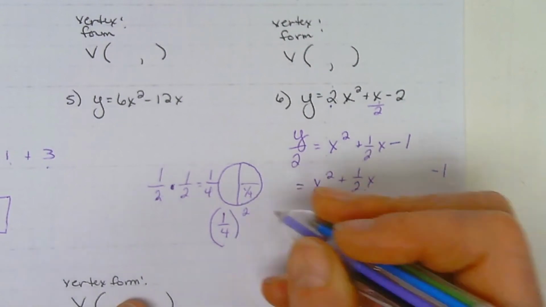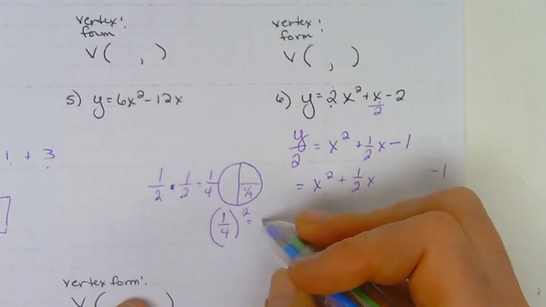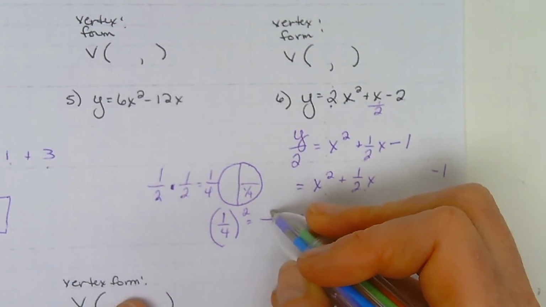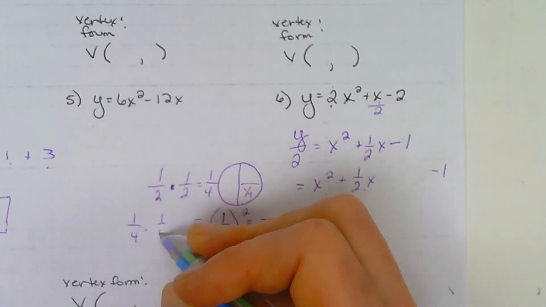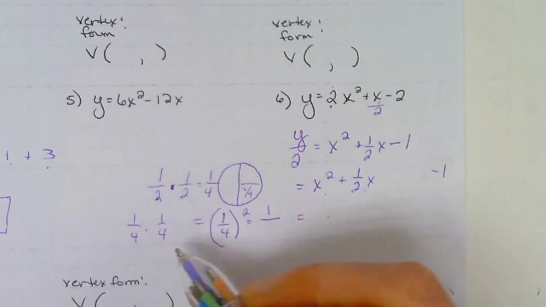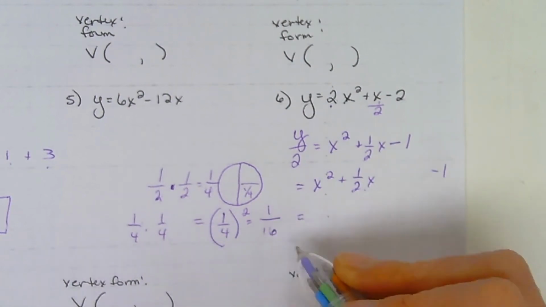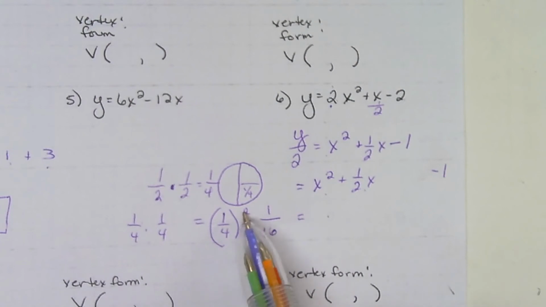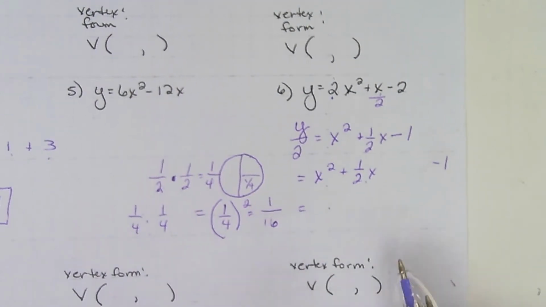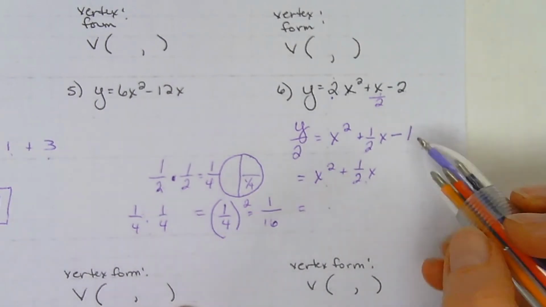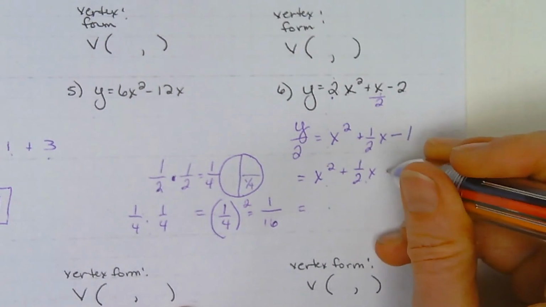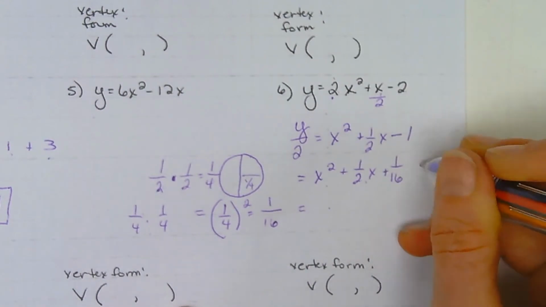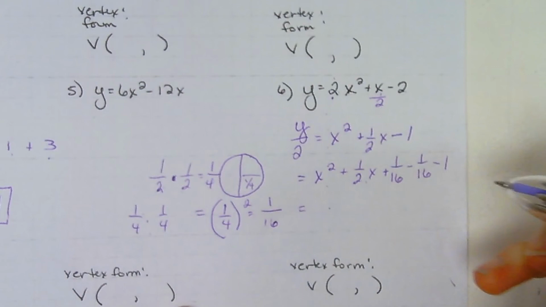Let's square it. When you square it, it's the same thing as 1/4 times 1/4. 1 times 1 is 1, 4 times 4 is 16. Another way to look at it is square the 1 and then square the 4. So I'm going to take half of that, which is 1/4, square it, which is 1/16. So I add 1/16 and subtract 1/16.